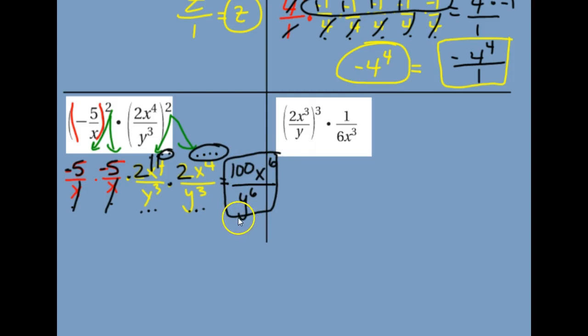I can't simplify anything else because the x's and the y's are all together where they should be. And 100 is just 100.